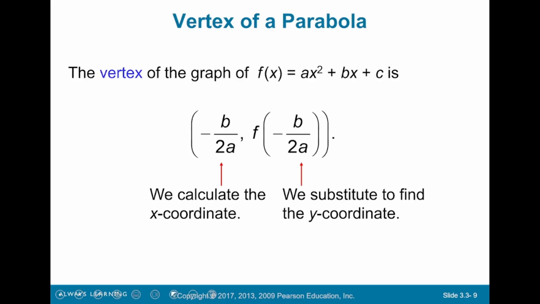All right, so the formula that I promised you: the vertex of any graph can be given by negative b over 2a, and then evaluating the function at negative b over 2a. Okay, so we calculate the x coordinate and we substitute into f to get the y coordinate. And of course, the a, b, and c values just come right from the function like we've been doing.